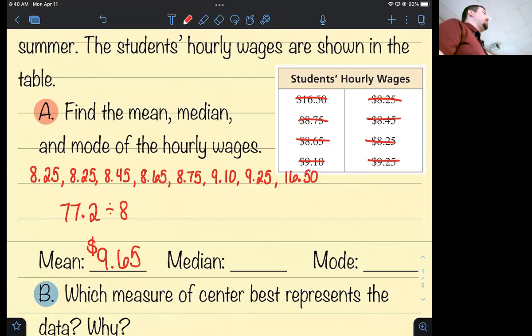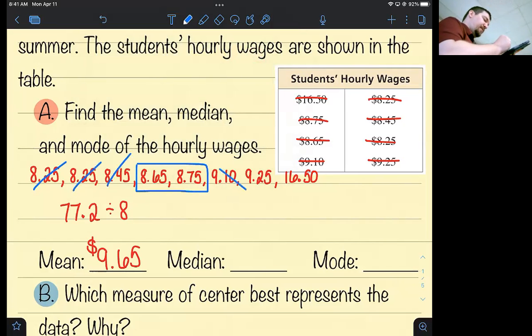Let's find the median then. See if the median gives us a better number. Now, because there are 12 numbers, that means there's going to be 2 numbers in the middle. Still only one median though. I just have to average those middle 2 numbers together. My middle 2 numbers are going to be 8.65 and 8.75. And that's because when you scratch off 3 from the left and 3 from the right, those are the 2 that are left in the middle.